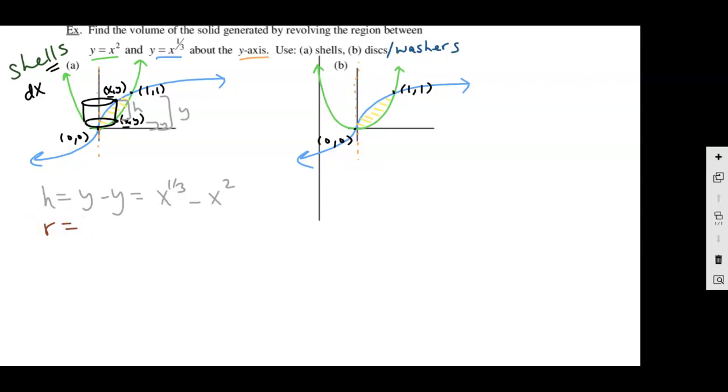And then the radius, that's going to end up being the distance from that slice to my axis of revolution. That's my radius. And that radius is just x. That's pretty easy. Horizontal distance over from 0, that's x. And now we're ready to go. All right, we're ready. Let's integrate this sucker.